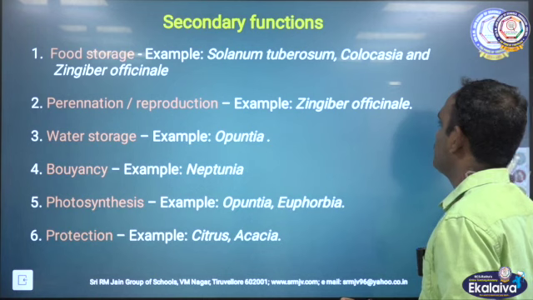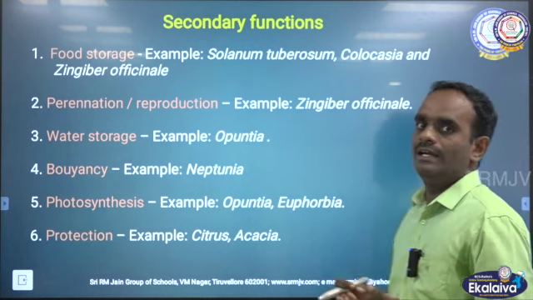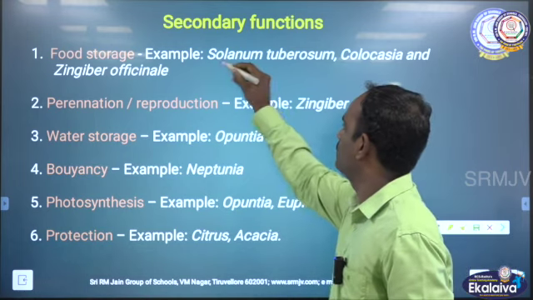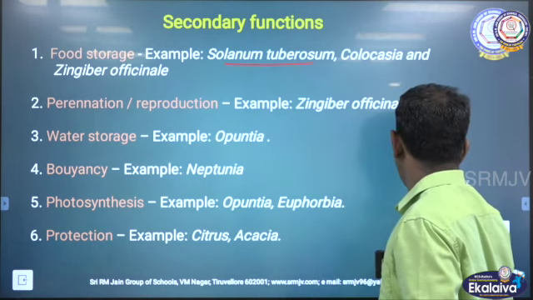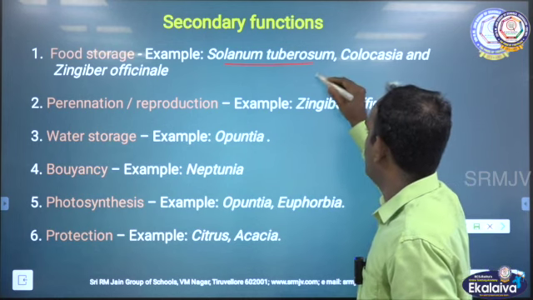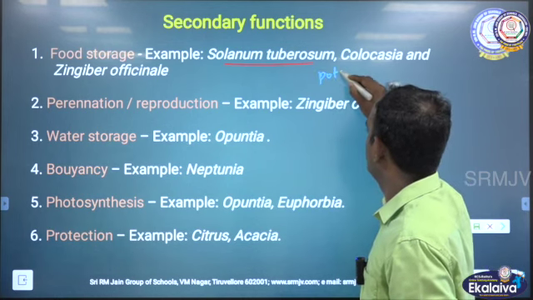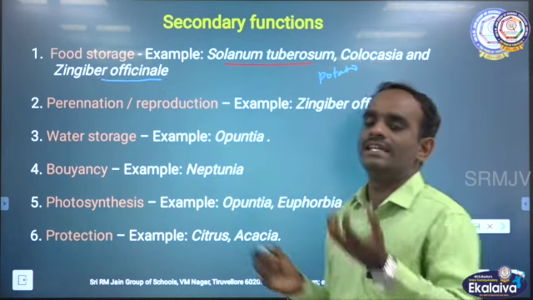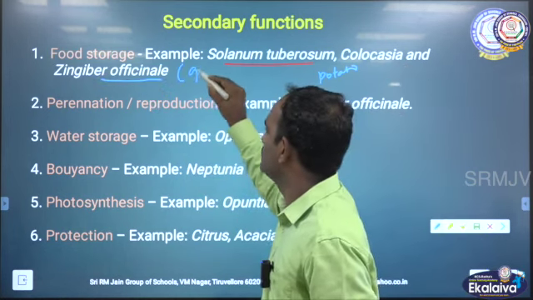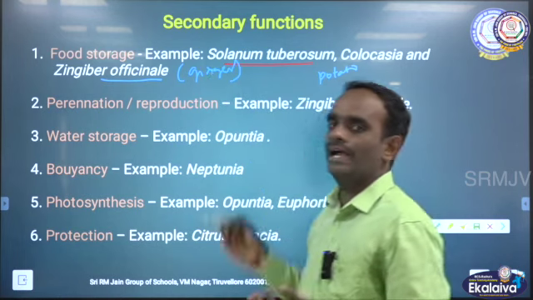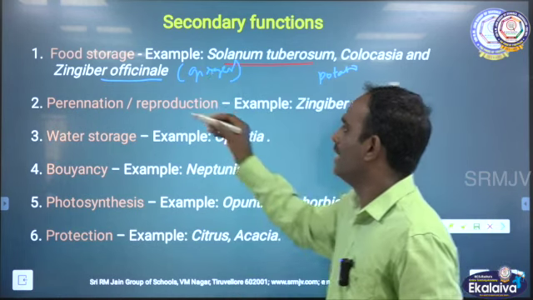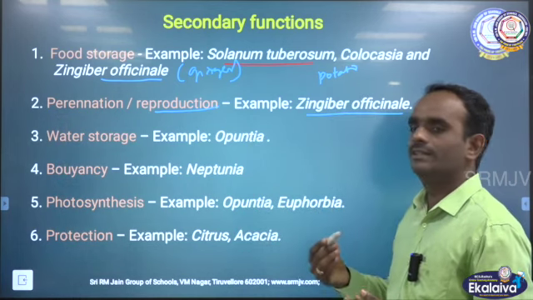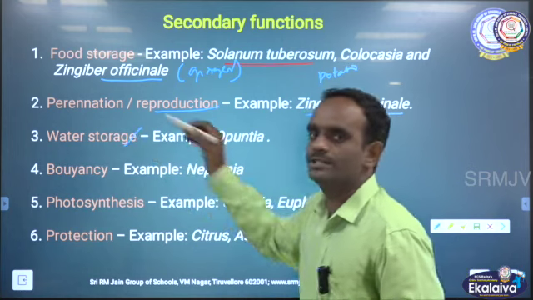Then secondary functions. The stem is involved in food storage. Example, Solanum tuberosum. What is Solanum tuberosum? Potato plant. And then Zingiber officinale, the ginger plant, ginger. And then the stem is involved in reproduction. Example, Zingiber officinale.